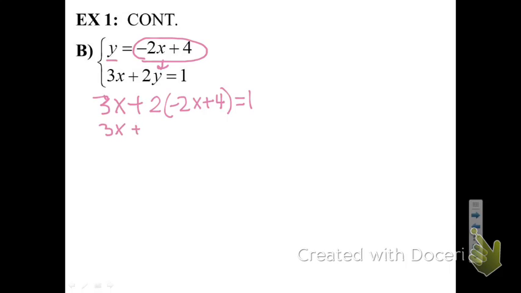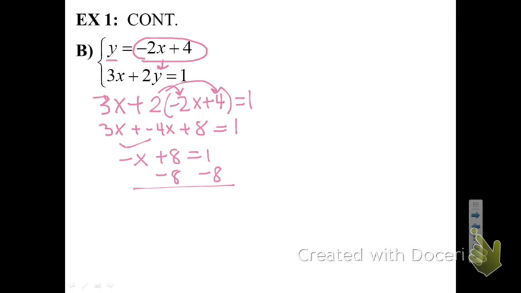So we get 3x plus a negative 4x, distributing this 2 to both, plus 8 equals 1. We'll combine our like terms. 3x plus negative 4x is negative x, or negative 1x, plus 8 equals 1. Continue solving, we'll subtract 8, and negative x equals negative 7. Because they're both negative, we can divide by negative 1 on both sides, or change both signs, to get x equals 7. Now, we know one variable.